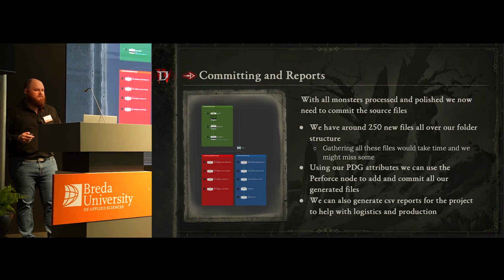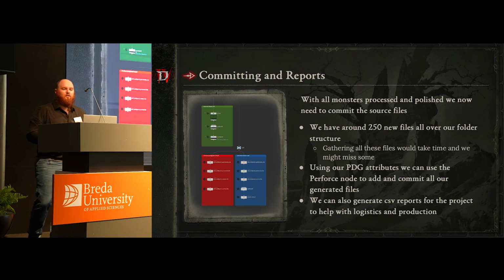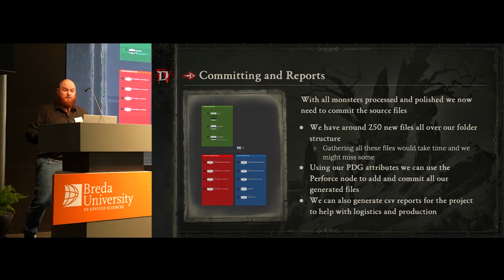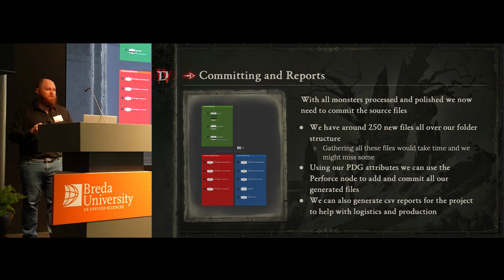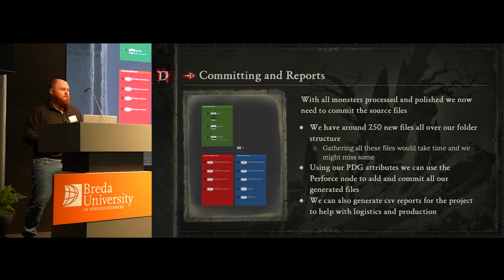With all monsters processed and polished, we now need to commit our source files. We have around 250 new files all over our folder structure. And gathering all these files would take time and we might miss some. Luckily, with our PDG attributes and a Perforce node, we can commit all of our generated files procedurally. We can also generate CSV reports for helping with the production and logistics. Producers love that, just so you know.